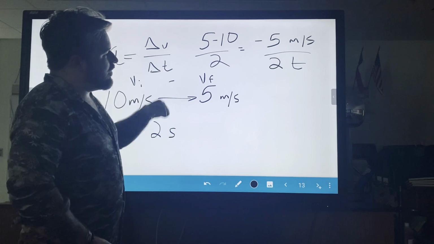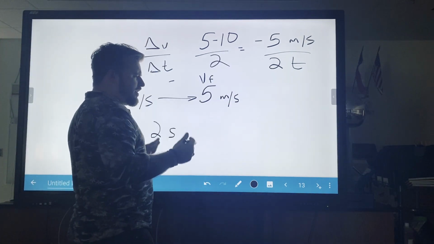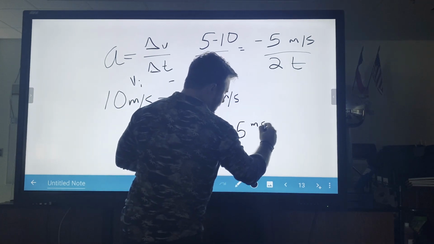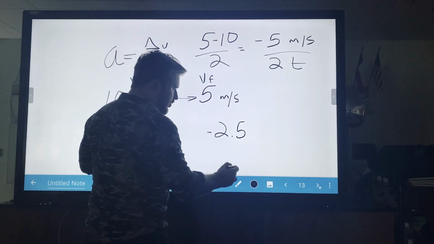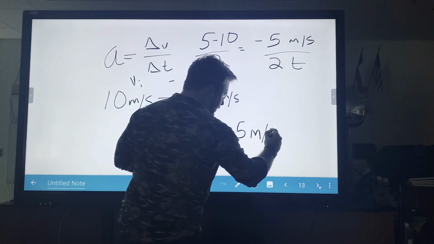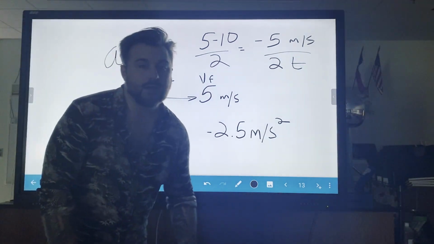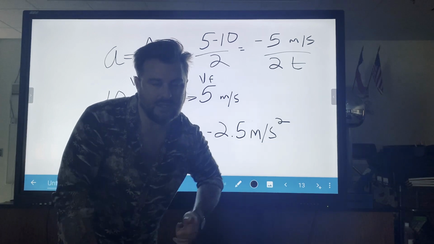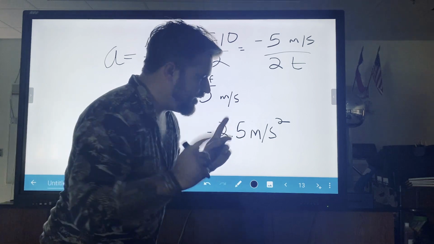Y'all, negative divided by a positive is going to be a negative. You should know that 5 divided by 2 is 2.5. Negative 2.5 meters per second every single second, or as the majority of us like to say, meters per second squared. Negative 2.5. Why is it negative? Slowing down. The velocity is changing in the opposite direction, my guys and girls.